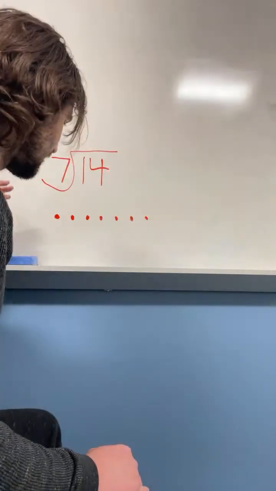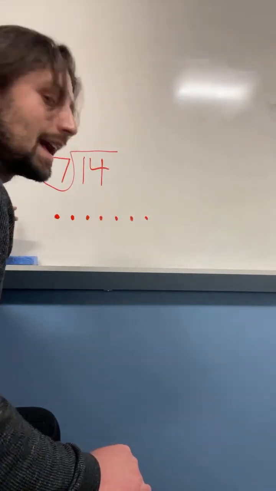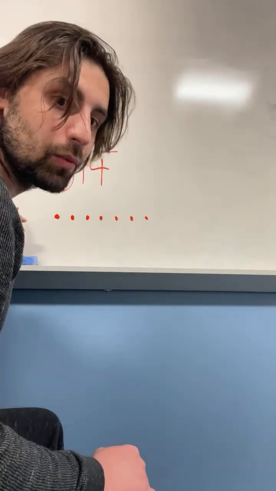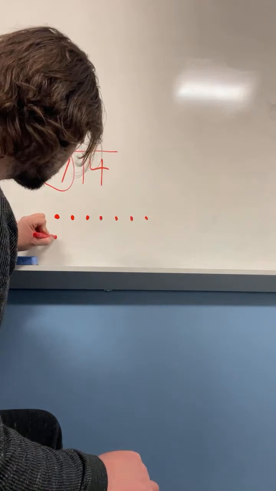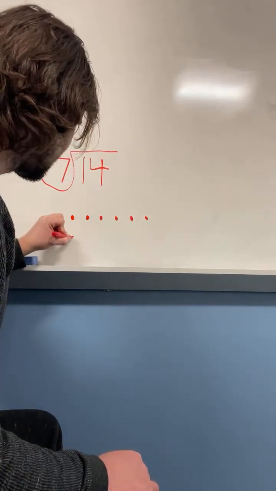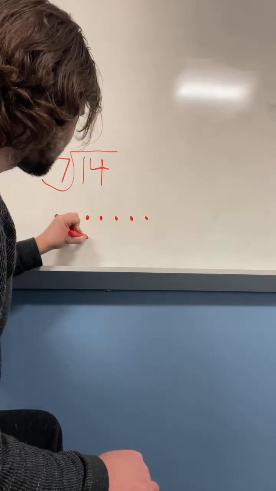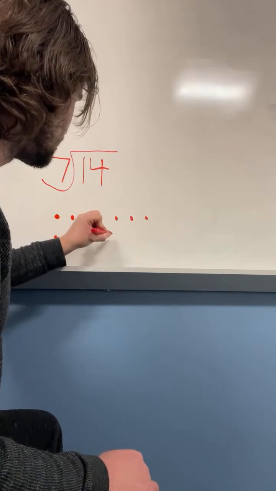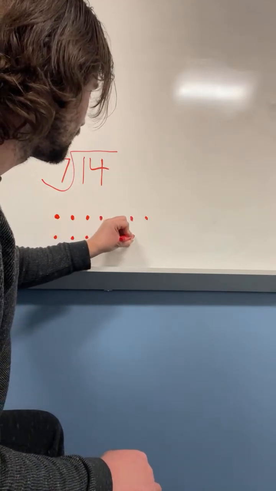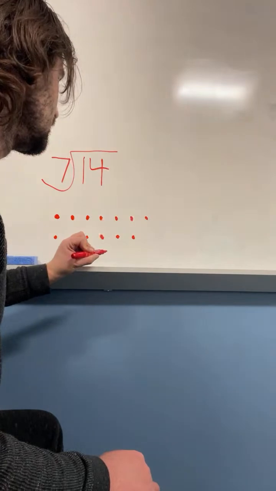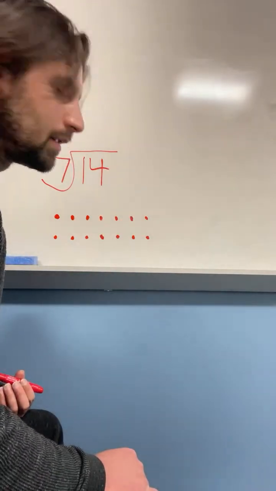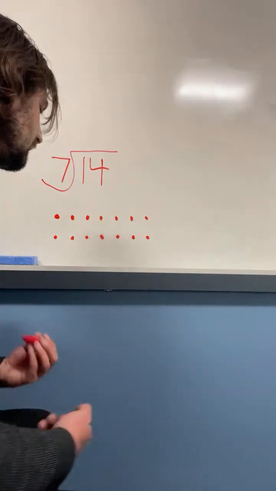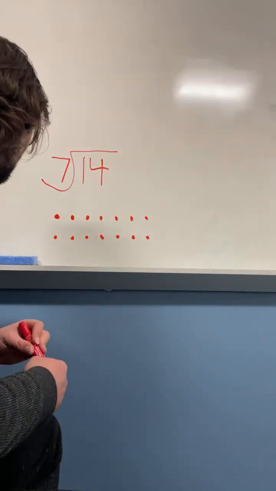Now, as I continue to count up to 14, I'm going to make a second row here. 8, 9, 10, 11, 12, 13, 14. So there we go. I have 14 total dots.